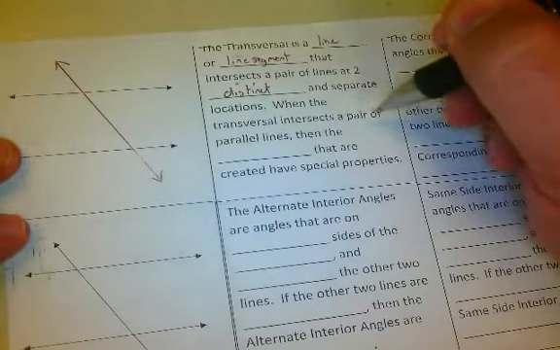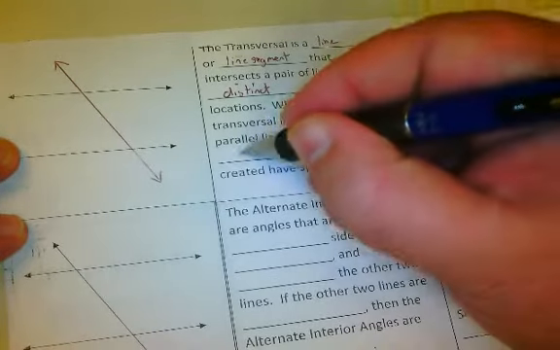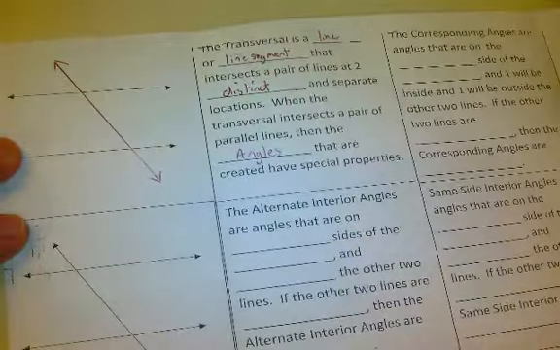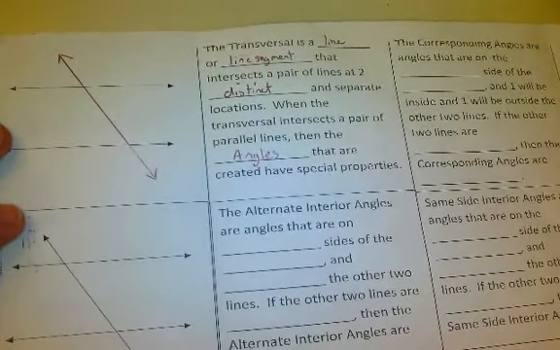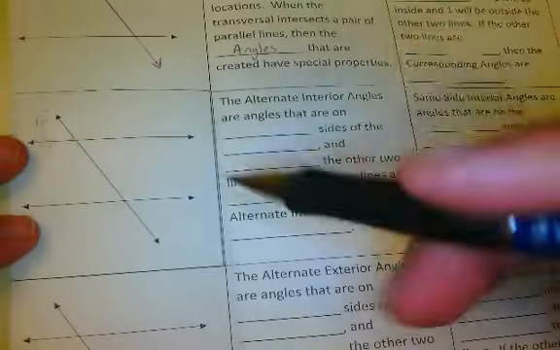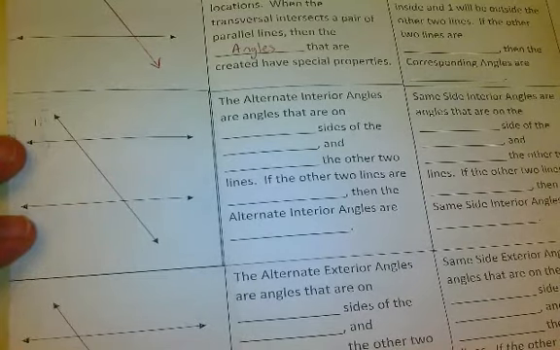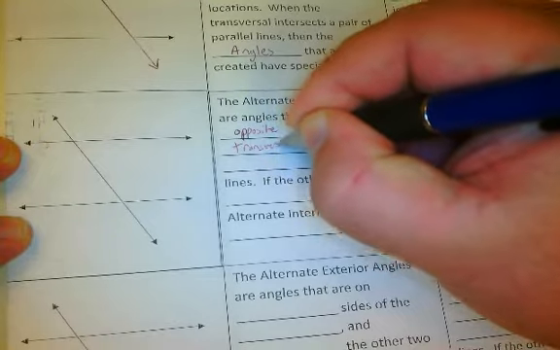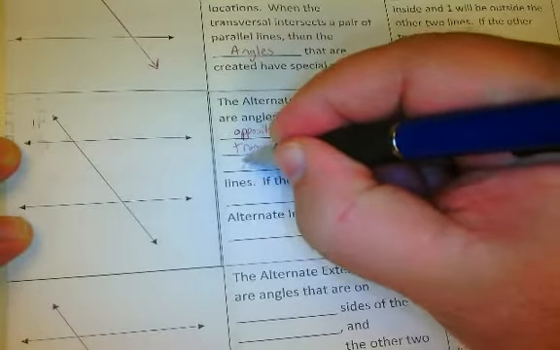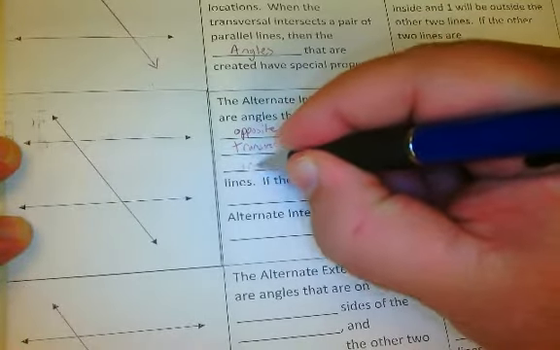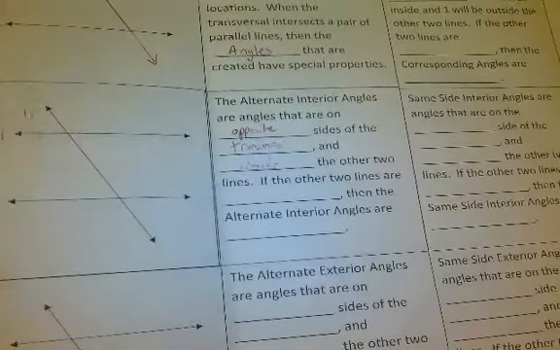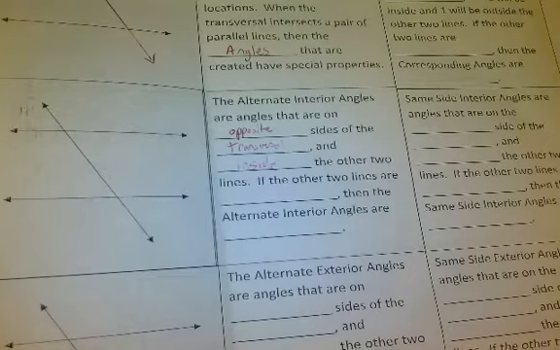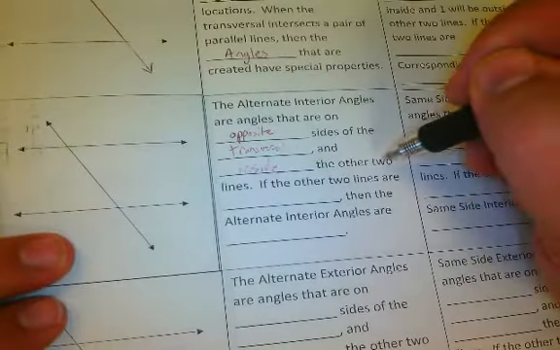Now, when the transversal intersects a pair of parallel lines, then the angles that are created have special properties, depending on what type of angles they are. Okay? So one of the first types is the alternate interior angles. The alternate interior angles are angles that are on opposite sides of the transversal and inside, sorry, my pen is running out of ink, inside the other two lines.